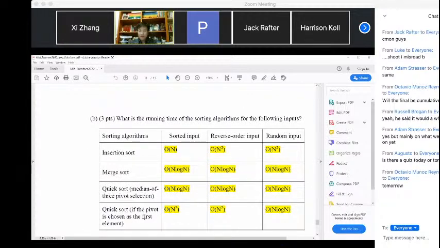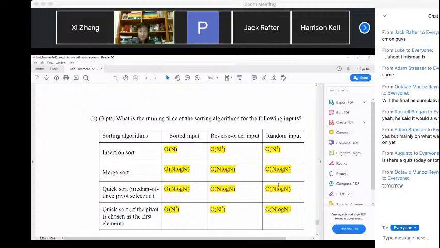For insertion sort, best case sorted input n square, worst case reverse order input n square, random input n square. Merge sort complexity doesn't depend on the input, so it's n log n. For quicksort based on median of 3 selection, n log n for all cases, but the theoretical worst case for random input can be n square, but the probability of n square complexity is negligible. It will not really happen in real world applications.